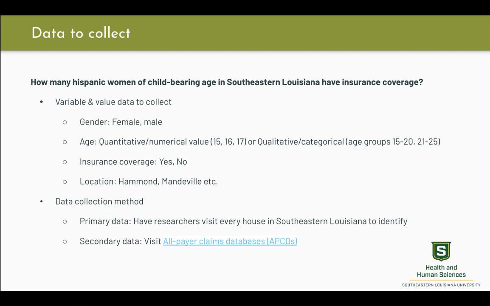Or I could say, instead of going to the houses myself, let me go to secondary data, a database, and pull up that information. Let's say the database I go to is the All Payers Claims Database. The information I need to answer my question will be in the database. I will be able to pull out information on gender, age, insurance coverage, and location from that database. I don't have to go to every house or even a few houses to collect that information.